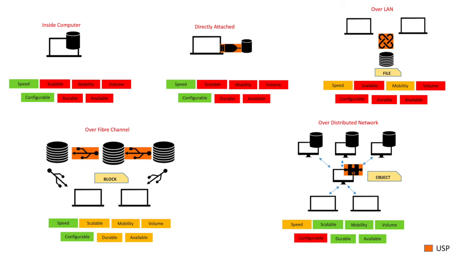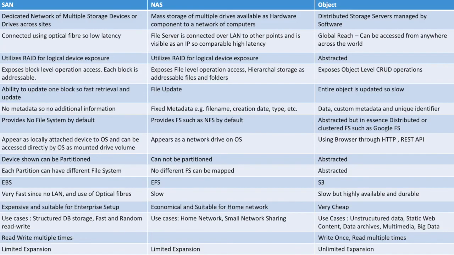So I hope this has cleared your understanding, but still, if you have doubts, I have created a comparison sheet for you here where you can go through all the things. The same things again, but the most important thing to note down is SAN is block level. It is highly configurable. It is shown as a drive. It is shown as a hard disk on your system.